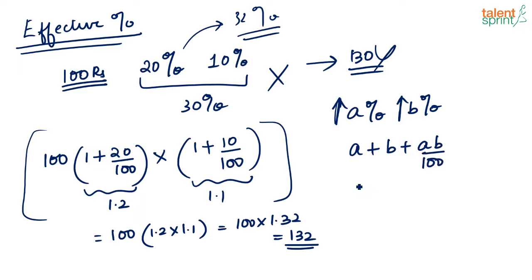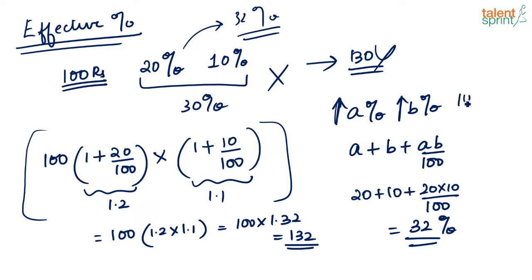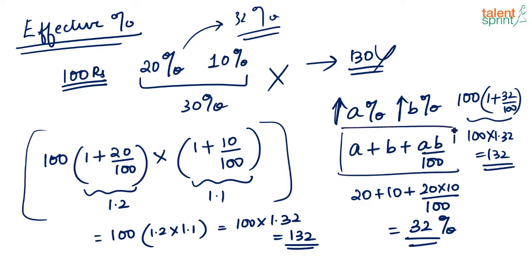So in this question, when you know it is 20% and then a 10% increase, just do 20 plus 10 plus 20 into 10 by 100, correct? So this is equal to 30 plus 2, that is 32. So the net percentage increase is 32%. The actual value was 100, and it is now increasing by 32%, meaning 100 into 1 plus 32 by 100, that is 100 into 1.32, so the new price is 132. Directly you get the answer. So this is the formula for effective percentage. If you know this formula clearly, solving questions becomes very, very easy.